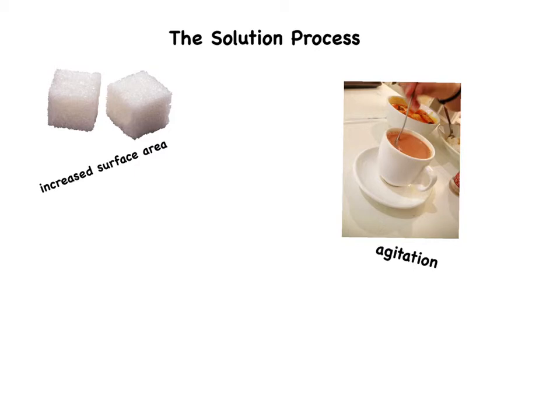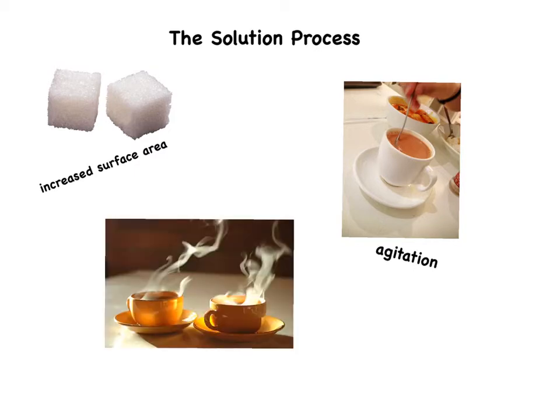And the third factor is temperature. It's a lot easier to get sugar dissolved in hot tea than it is in cold tea. The hotter the temperature of the solvent, the more kinetic energy it contains, since the molecules are moving faster. And the faster those molecules move, the faster the collisions will be between solute and solvent particles, speeding up the solution process.